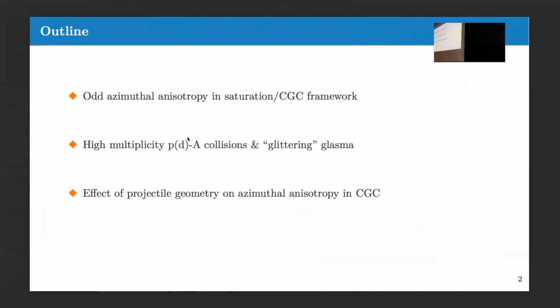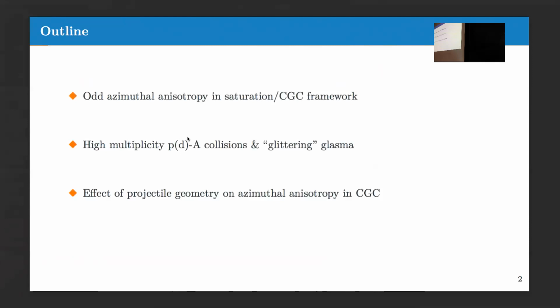Okay, so this is the plan. I will start with what the model of anisotropy is and what its origin in CGC is, and I will show it explicitly. And if I have time, I will also discuss high multiplicity pA collisions, which Larry used to call a glittering elastomer. If I take this and generalize it to the dense regime, I would ask myself what those high multiplicity events in, for example, deuteron-gold collisions are, and what I would learn there about the configurations of the deuteron wave function. By doing this I can also ask what the effect of the projectile geometry on the azimuthal anisotropy in the color glass condensate would be, and maybe relate the multiplicity to the projectile geometry.